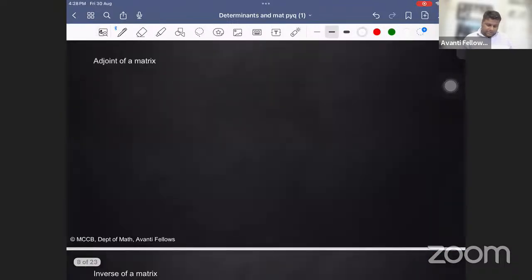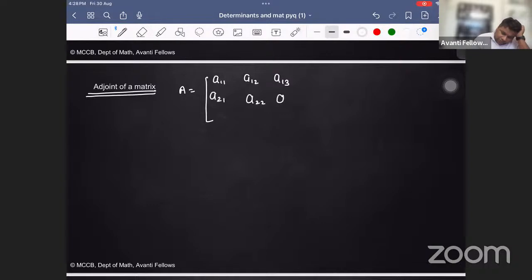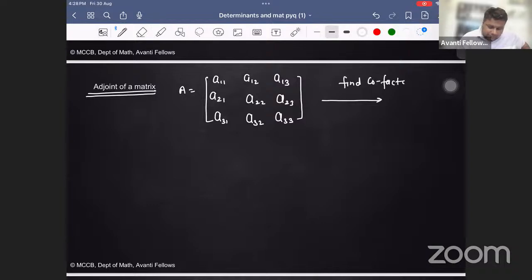Got it? Now I will cover certain things and properties about the adjoint of a matrix. Adjoint of a matrix. Now, I hope you all are already aware what is an adjoint. Got it? Say you have a matrix A. Its entries are A11, A12, A13, A21, A22, A23, A31, A32, A33. You have a matrix this. Now, what do you do? Find cofactors of all the elements.